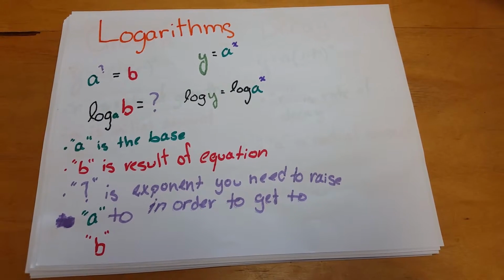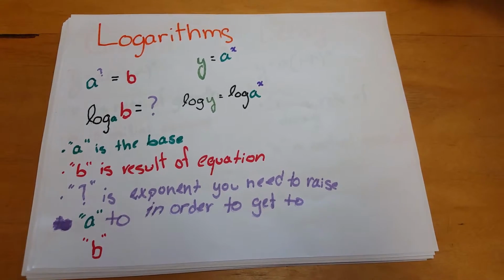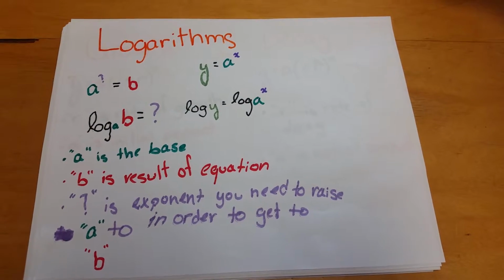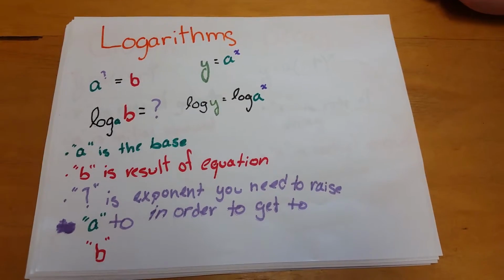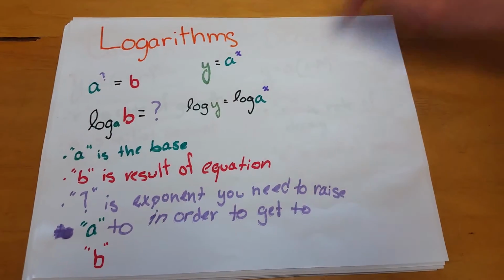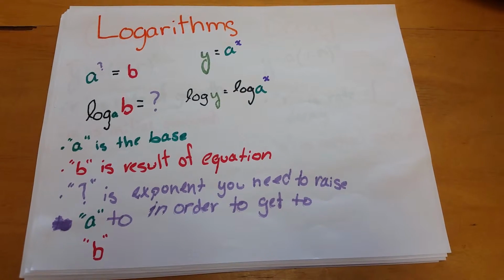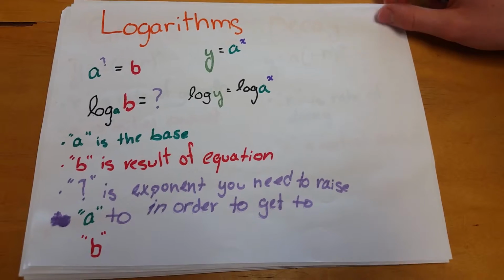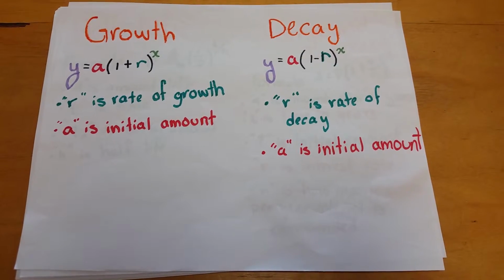In it, a is the base, b is the result of the equation, and the question mark is the exponent that you need to raise a to get to b. Logarithms have many useful applications. For example, if you see this equation, y equals a to the power of x, we can use logs to solve for x. There are many log functions which we use in life.